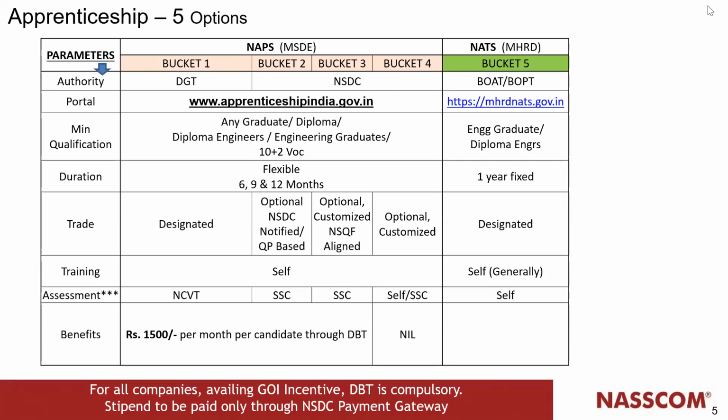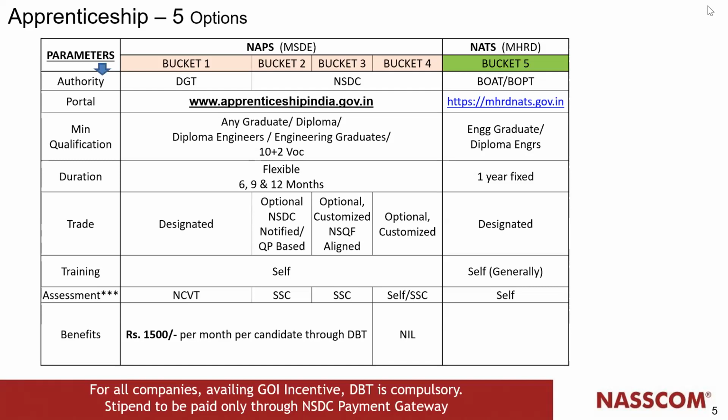So, as I said in the beginning, apprenticeship is being run by the Ministry of Skill Development and Entrepreneurship and the Ministry of Education, which was erstwhile MHRD, Ministry of Human Resource and Development. Under the Ministry of Skill Development and Entrepreneurship, we have a scheme called NAPS, National Apprenticeship Promotional Scheme. And under the Ministry of Education, we have a scheme called NATS, National Apprenticeship Training Scheme.